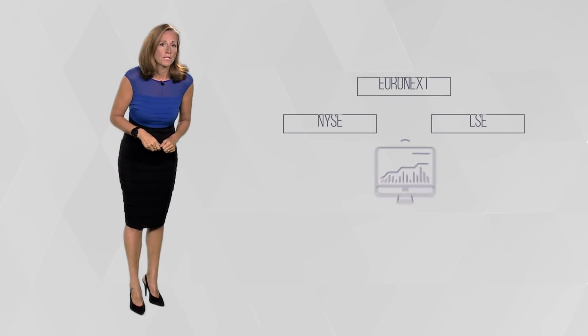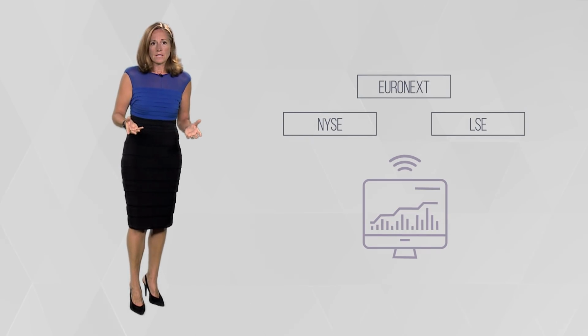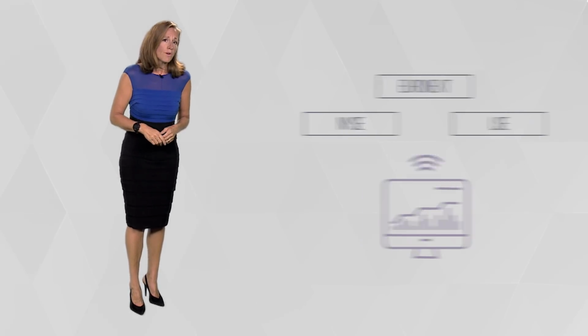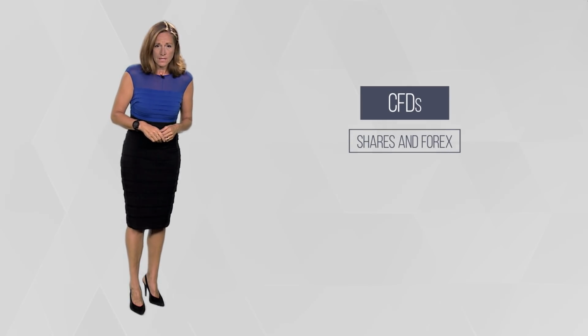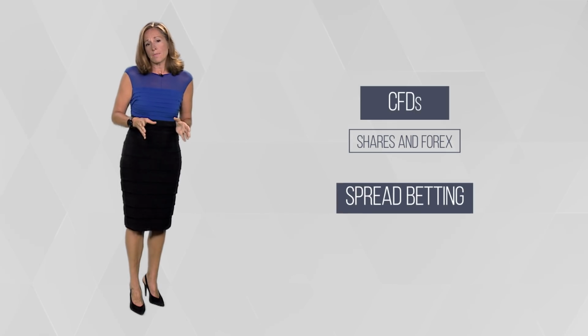This means you can trade directly into the order books of major stock exchanges or forex providers. With an IG account, direct market access is available for share CFDs and forex CFDs. You can't, however, get DMA when spread betting.